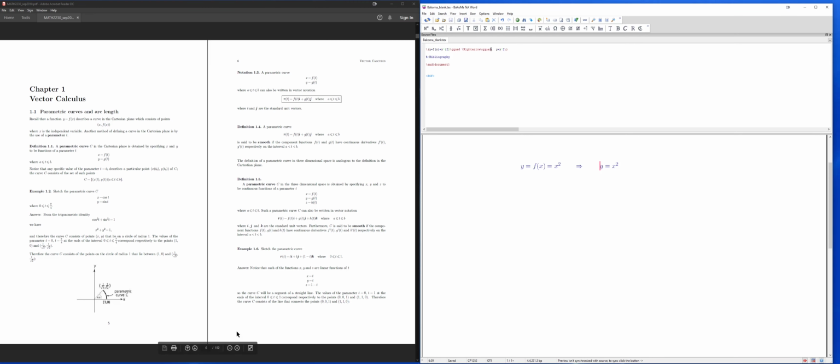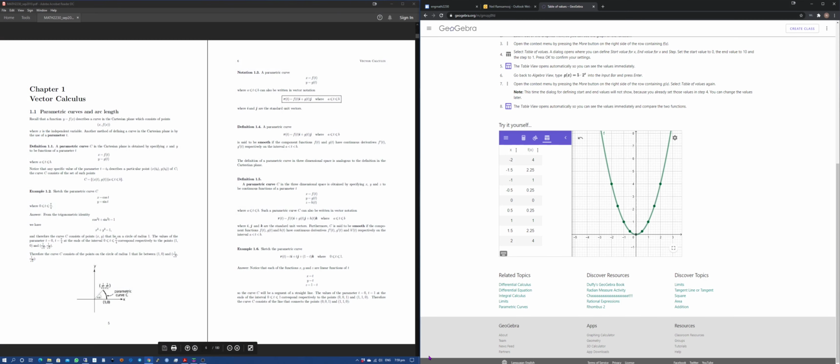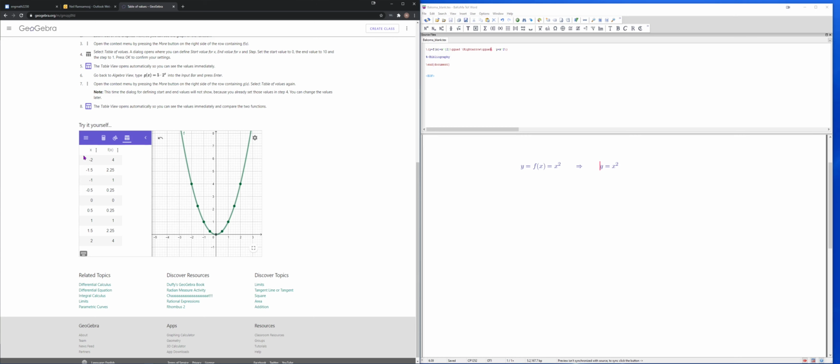You set up a table where you have your x on this side, and then you have your f of x being equal to x squared. For example, when x is equal to 0, you get 0 squared, which is 0. So when x is equal to 0, your corresponding y value is equal to 0, and you plot that point (0, 0).